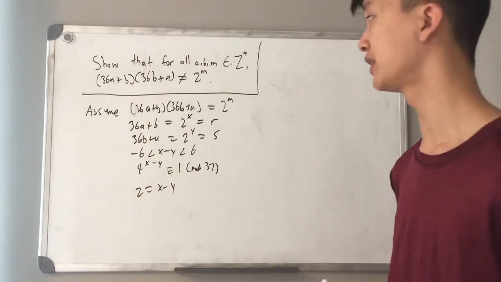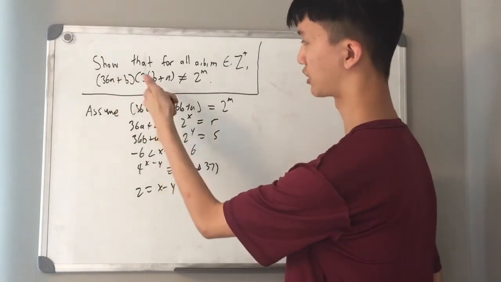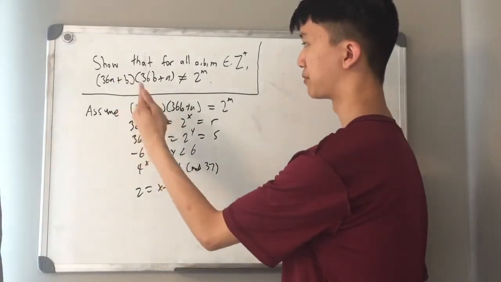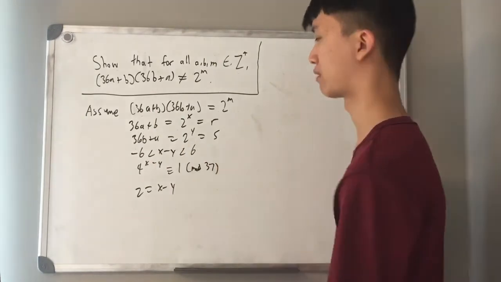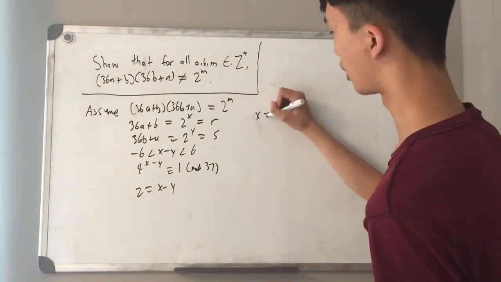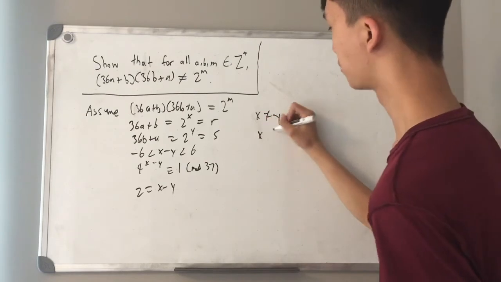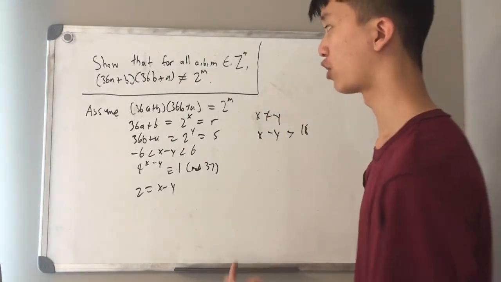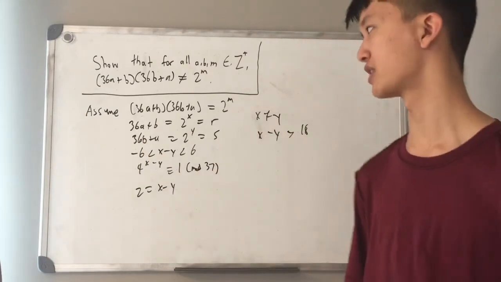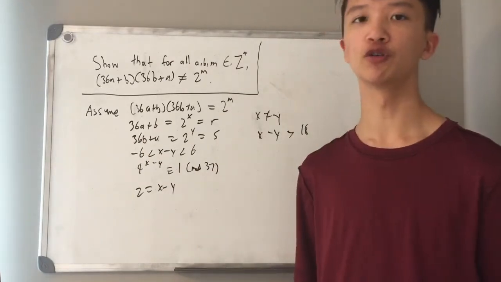Now if a is equal to b, then we get 37 times a, or 37 times b. Either way, it's pretty obvious to see that this is never equal to a power of 2. And so, x is not equal to y. Therefore, x minus y is greater than 18, and so we have reached a contradiction. And therefore, 36a plus b times 36b plus a cannot be equal to a power of 2, and so we are done.